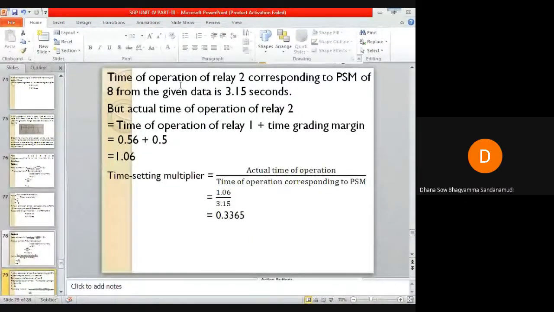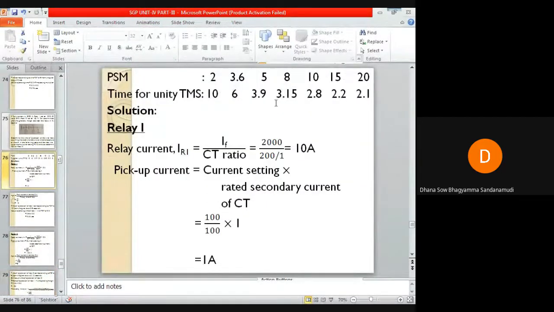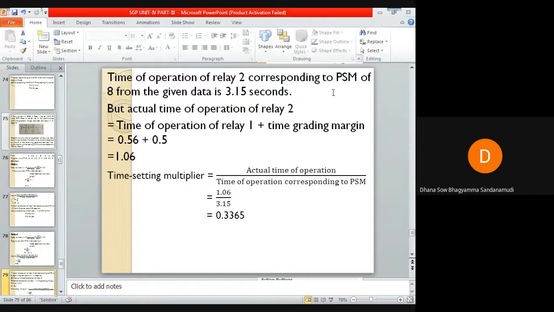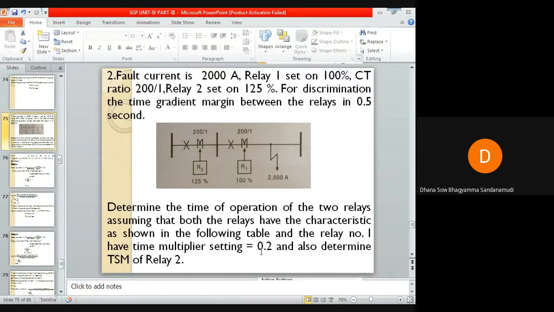Okay, so from the given data, what is it? For PSM 8, it is 3.15. Therefore, you just write down that the time of operation of relay 2 corresponding to PSM of 8 is 3.15 seconds. So the actual operating time of relay 2 is the time of operation of relay 1 plus the time grade margin. The time grade margin is given in the problem, that is 0.5 seconds.